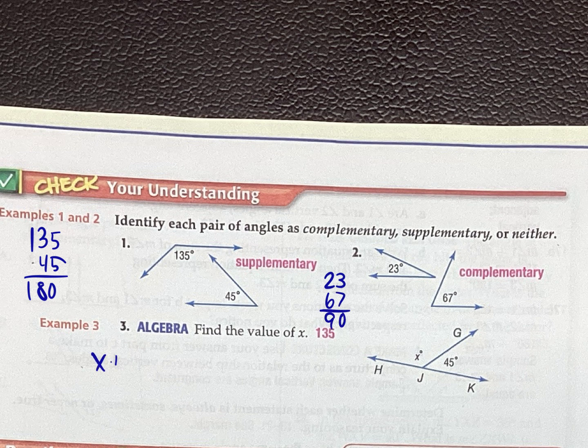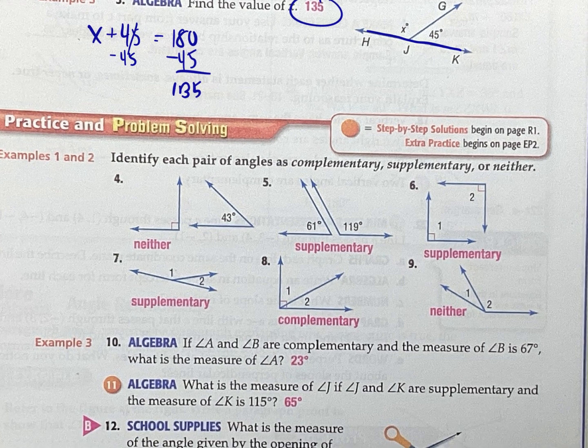Question 3, x plus 45 equals 180, because together they make a straight line. Subtract 45 from each side, and you're going to get 135 degrees. Question 4 is neither. If I add 90 and 43, I don't get anything special.